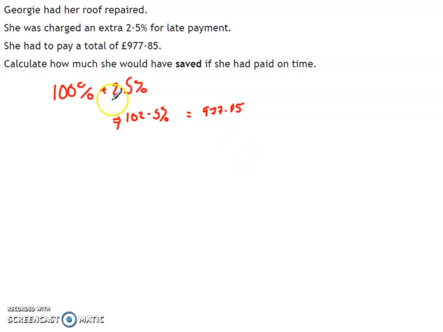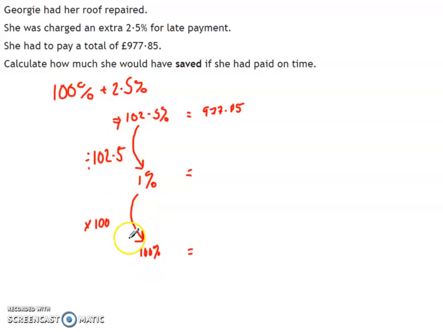£977.85. So if we know 102.5% and we want the original, the easiest way to do it is go down to 1% and then take the 100% up and make it the original amount. Now, if I want to go from 102.5 to 1%, I'm going to have to divide the 102.5 by something. To get it to 1, I simply divide 102.5 by 102.5. And then to go from the 1% to the 100%, I times that by 100.